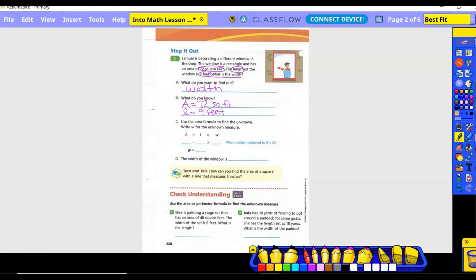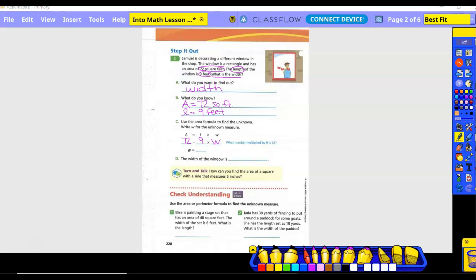Yes or no, guys? Okay. So, do we know what A is? No. Yeah, we know that the area is 72, right? Do we know what the length is? Yeah. Yep, 9, and we don't know what the width is.